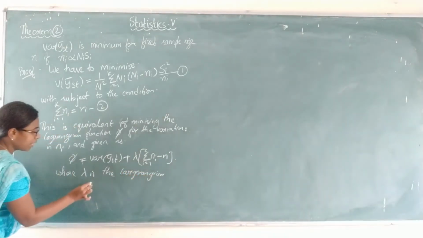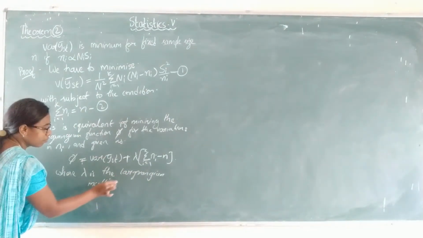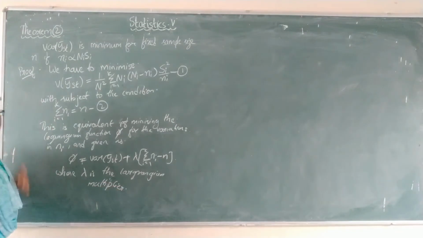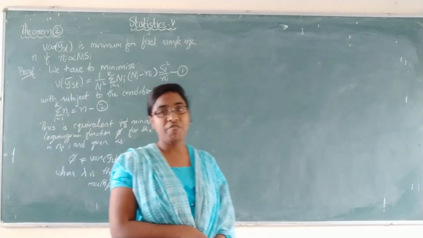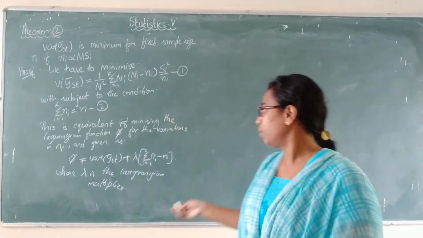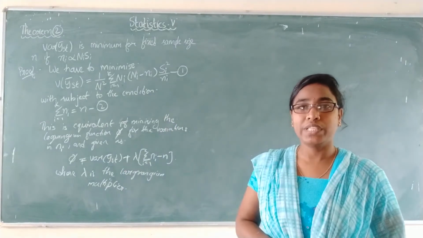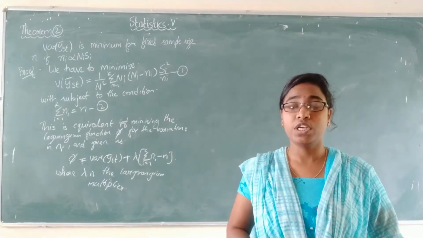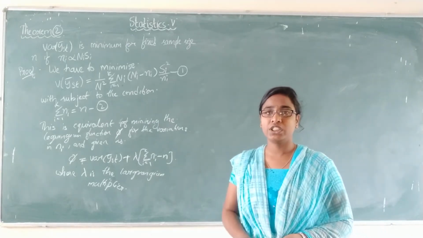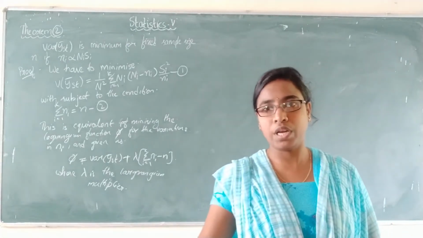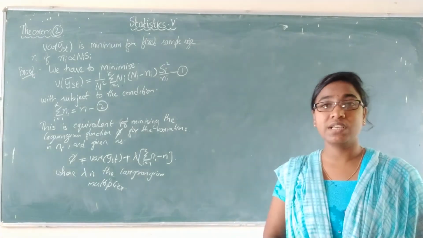So lambda is called the Lagrangian multiplier. Always, to show that it is a minimum, what will we do? First we will differentiate it with respect to ni. In the second differentiation we have to check whether it is greater than 0 or not. If it satisfies the condition that it is greater than 0, then we will say that this variance is the minimum variance.